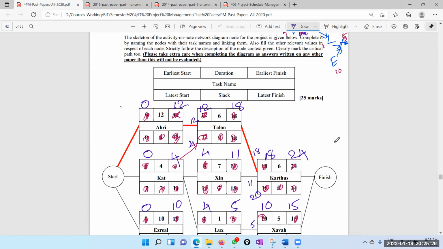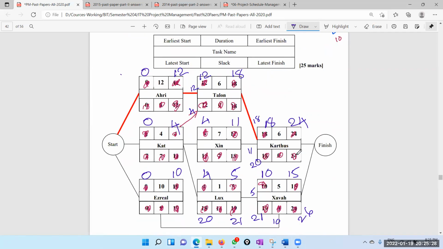Okay. Right. So now we have to put 24 here, and here also 24. Right. 24 minus 8 is 18. Right. 18. And 24 minus 5 is 19. This is 19.